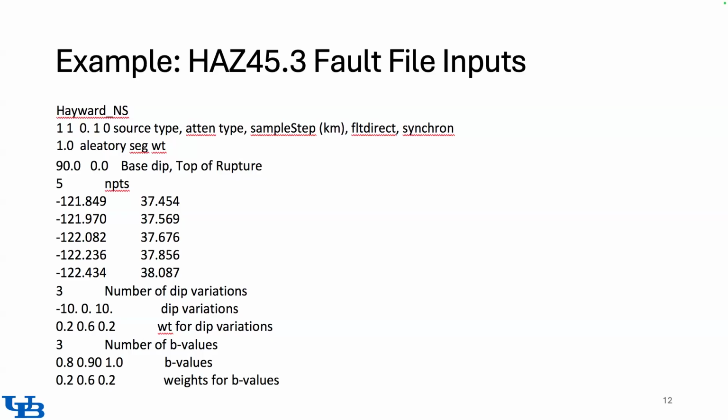And same thing for the b value that is used in the recurrence model. So again, you can say I don't really know what is the slope of the magnitude recurrence relationship, so I'm going to use b being 0.8, 0.9, and 1, and assign weights of 0.2, 0.6, and 0.2 again.